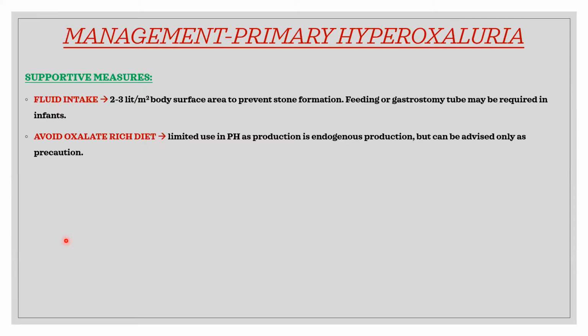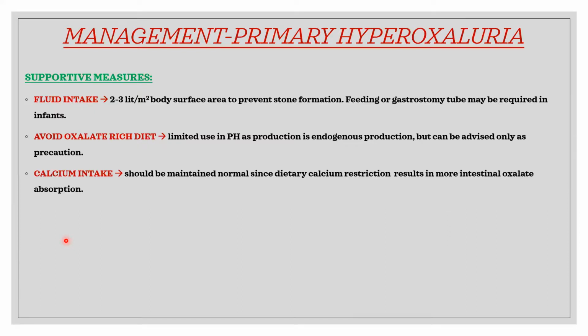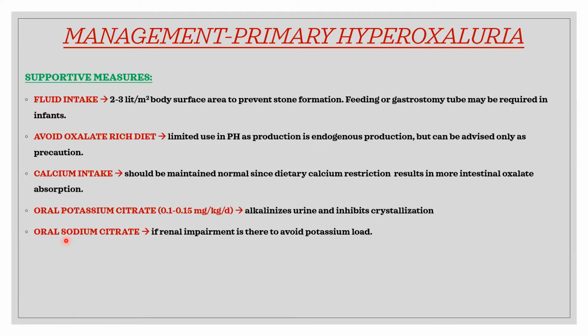Avoiding an oxalate-rich diet can be advised as a precaution. Calcium intake should be maintained normal, since dietary calcium restriction results in more intestinal oxalate absorption. And oral potassium citrate, around 0.1 to 0.15 mg per kg per day, can be given to alkalize urine and inhibit crystallization, as calcium oxalate crystallizes in acidic urine. Or, to avoid potassium load, we can give oral sodium citrate also.